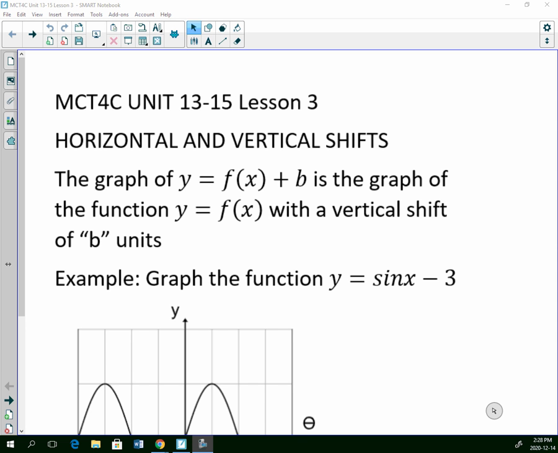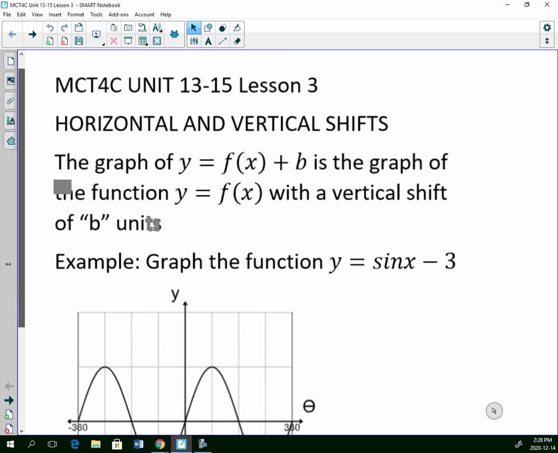So we're going to do it similar to the way we did vertical stretches and compressions. We're going to do it by mapping notation, and then we're going to get some new points and plot those, okay? So a shift will appear after the function if it's a vertical shift.